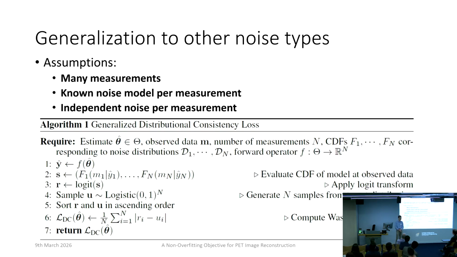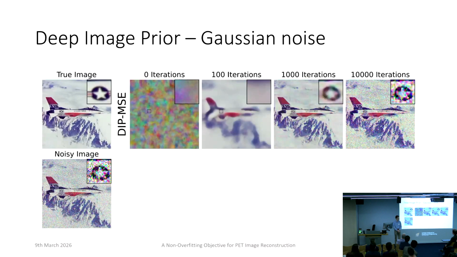In particular, we've tried this out with Gaussian noise, again in a simulated setup. So deep image prior, as people have already mentioned this morning, can be used to do image denoising. And so here we took an image, added some Gaussian noise, and then looked at whether the deep image prior approach could reconstruct a good image from those noisy measurements.